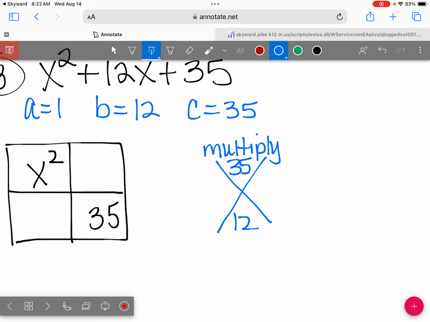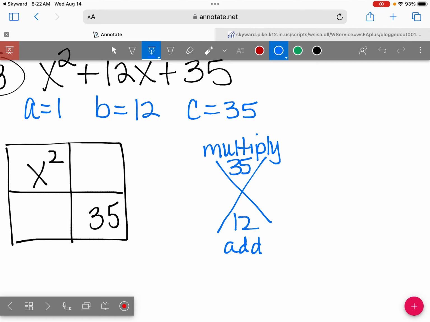Find two numbers that multiply to 35 and add to 12. I think 35 only shows up one time on your chart though. So what are my two numbers that multiply to 35? Thumbs up if you know my two numbers. Just curious. A couple people, 4 people, 5 people. All right, anybody want to tell me what those numbers might be?